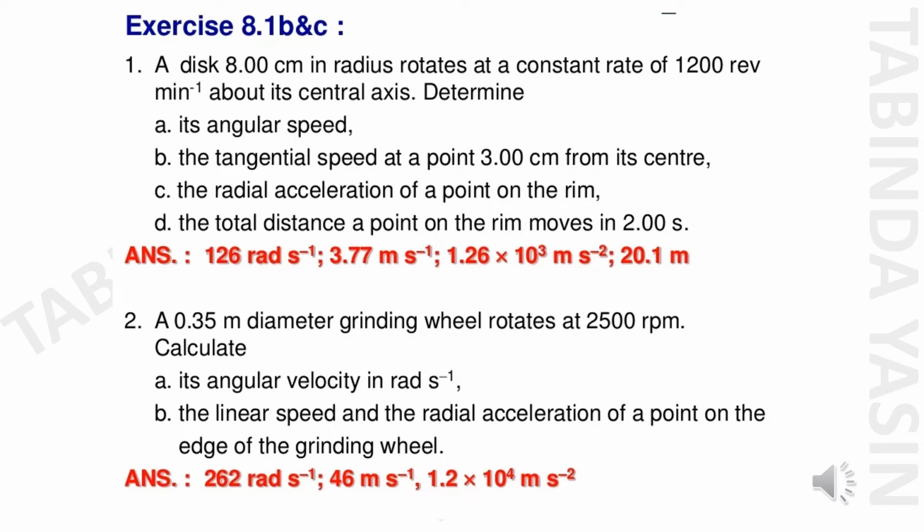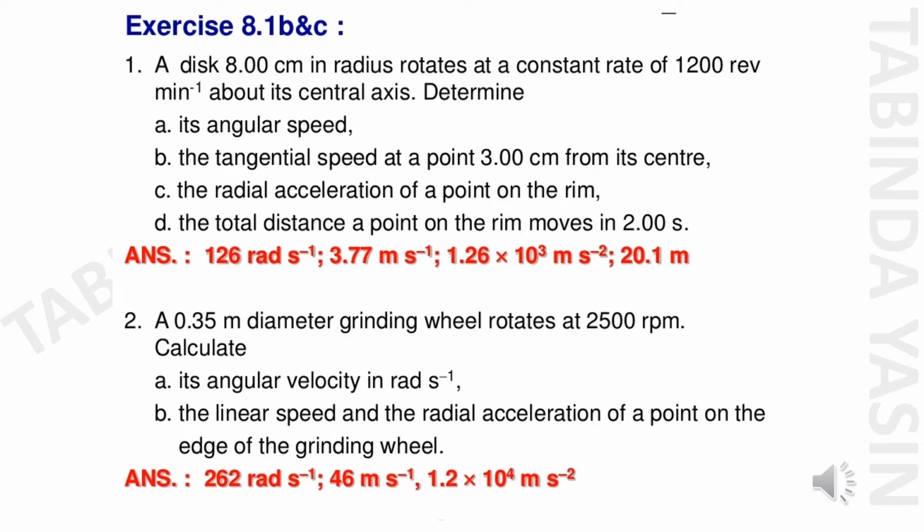I have explained this in the previous example, so all the formulas are the same here. You can use all the values and formulas to find parts A, B, C and D. The answer for the angular velocity or speed should be 126 radian per second, the tangential speed value should be 3.77 meter per second, the acceleration value 1.26 into 10 raised to the power 3 meter per second square, and the total distance is 20.1 meter. You have to solve this and complete the example.